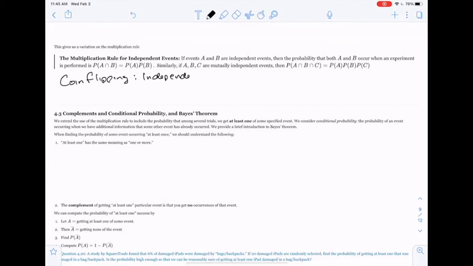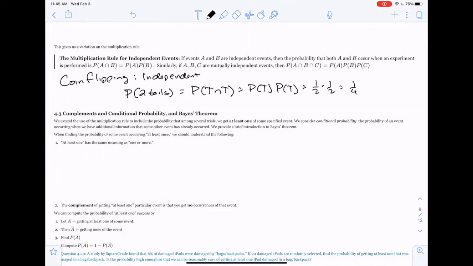So if we want to know, for example, the probability of 2 tails, that's the same as the probability of tails and tails. That's just the probability of getting a tails times the probability of getting a tails. That's 1/2 times 1/2, which is a quarter, right? We can do really nice things like that.